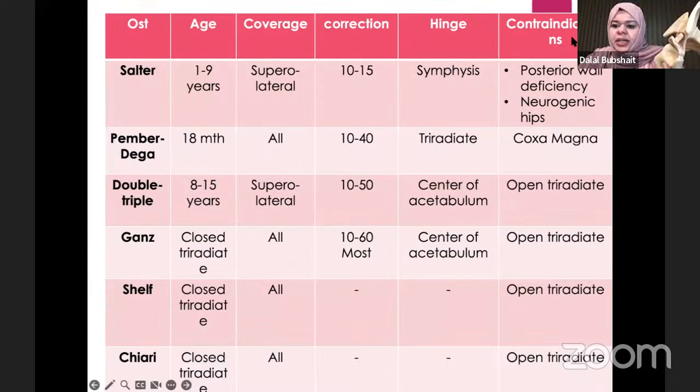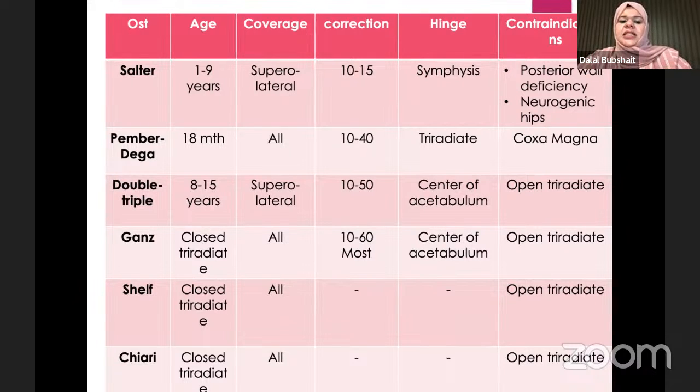I have this small, I'll reduce this for a second. So this is a small schedule that would help you decide what type of pelvic osteotomy to use. So you have the columns that give you, when you take history and physical examination, if you go through these lines, then it's easier for you to decide. So the first two lines, the Salter, Pemberton, and Dega, are the ones for when the child is still growing with open triradiate cartilage. Once the triradiate cartilage is closed, then you talk about the double, triple, Ganz, shelf, or Chiari osteotomies.